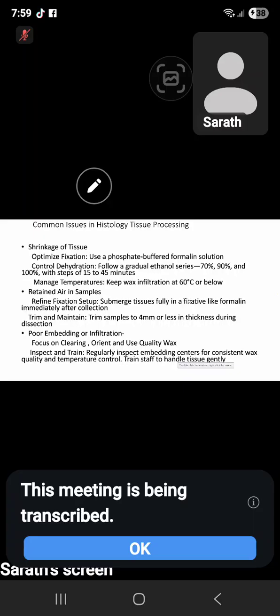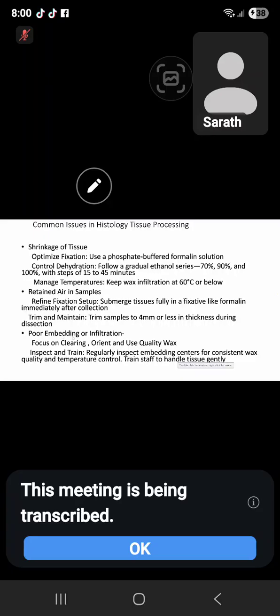Submerge the tissue fully in a fixative like formalin immediately after collection. After collection of tissue, don't leave it in the environment. Immediately after grossing, samples should be totally immersed inside the formal saline. It will prevent the formation of air in the sample. And you can trim the samples. When the sample size is small, the chance of carrying air is low.